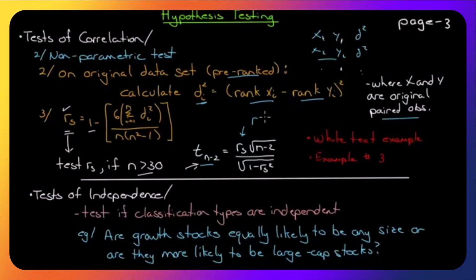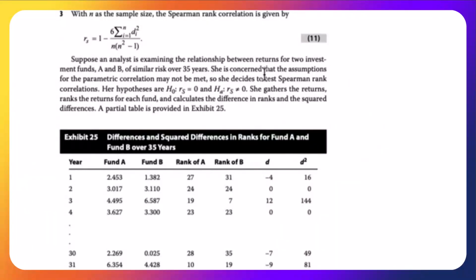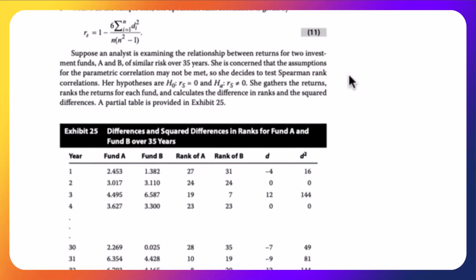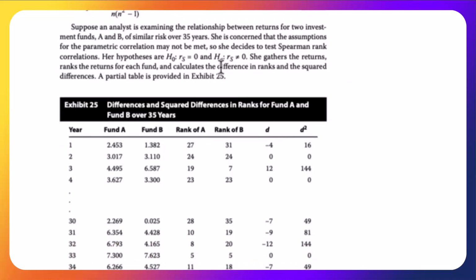So let's take a walk through the reading. There's a good white text example we'll walk through, and then we will walk through example 17. All right, let's start with the white text example. Suppose an analyst is examining the relationship between returns for two investment funds, A and B, of similar risk over 35 years. She is concerned that the assumptions for the parametric correlation may not be met, so she decides to test Spearman rank correlations. Her hypotheses are that the correlation equals 0 versus not equal 0, the correlation between the returns of A and B.